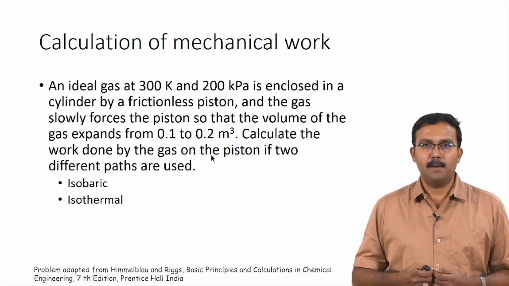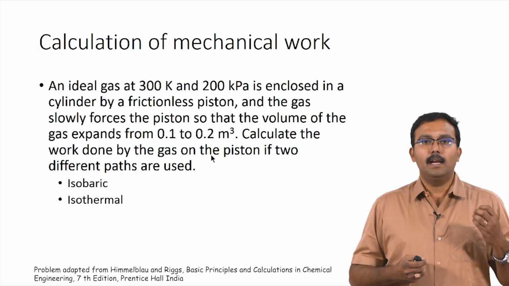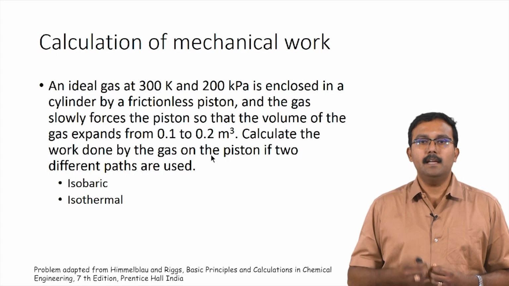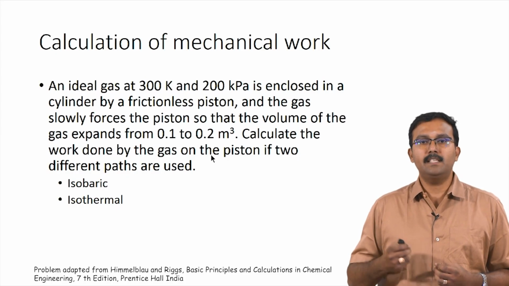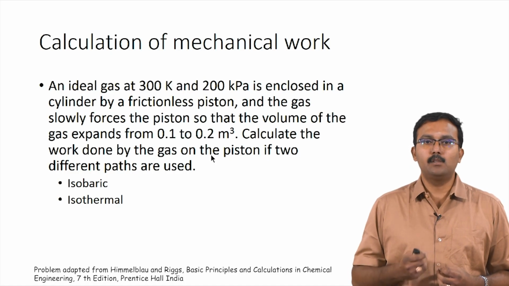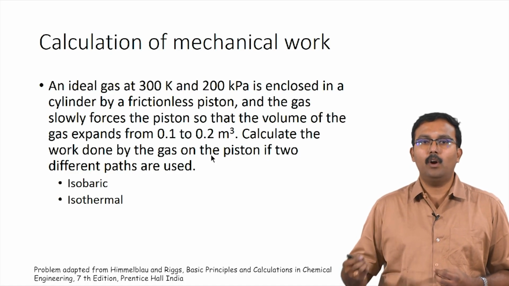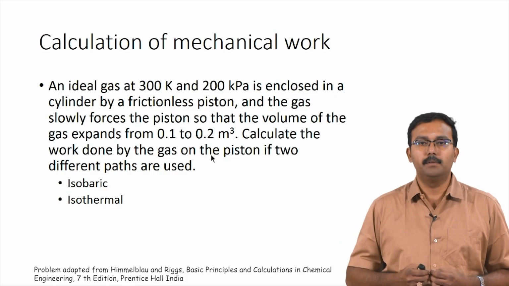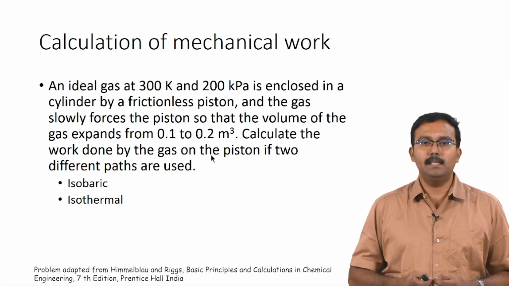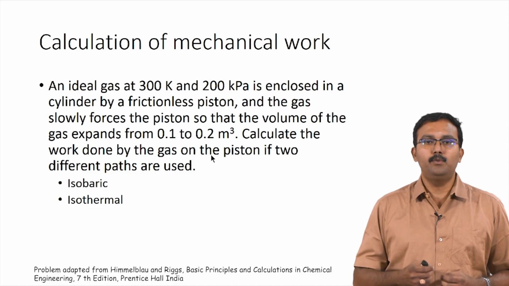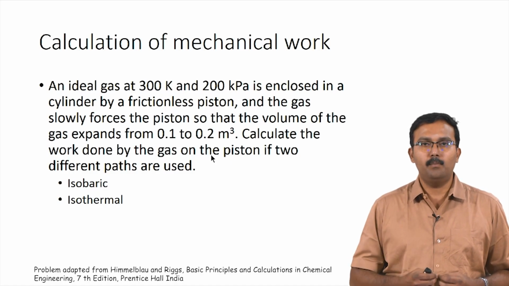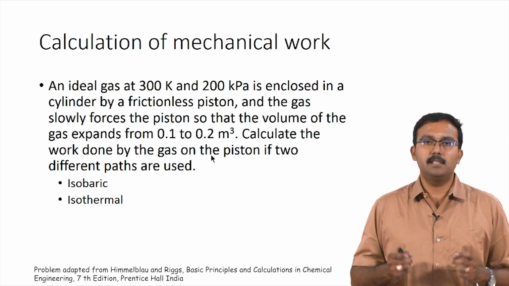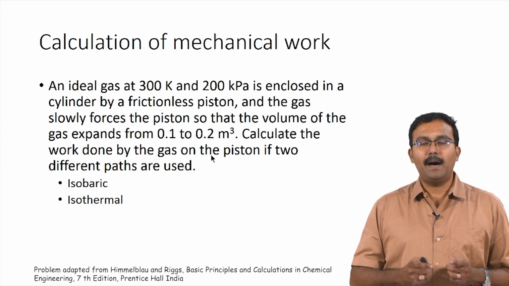Here is a simple example problem. An ideal gas at 300 Kelvin and 200 kilopascals is enclosed in a cylinder by a frictionless piston, and the gas slowly forces the piston so that the volume of the gas expands from 0.1 to 0.2 meter cube. Calculate the work done by the gas on the piston if 2 different paths are used, isobaric process and isothermal process. So, here the actual process itself is the same, the path is different.